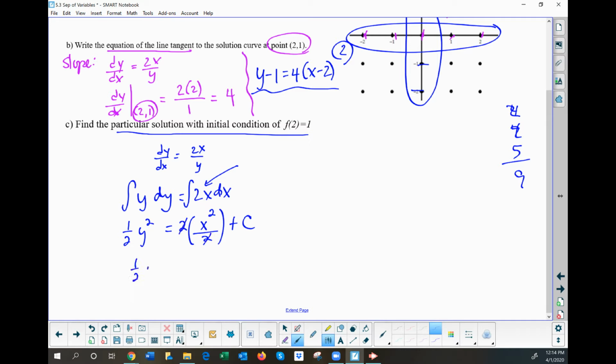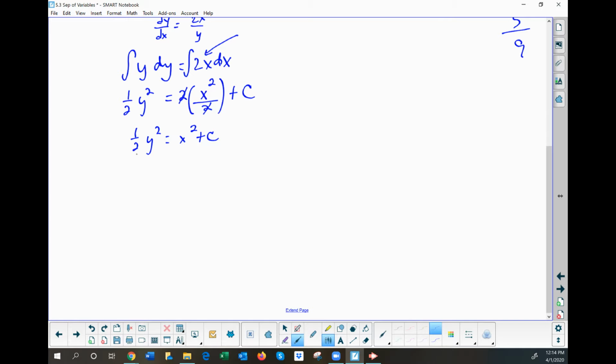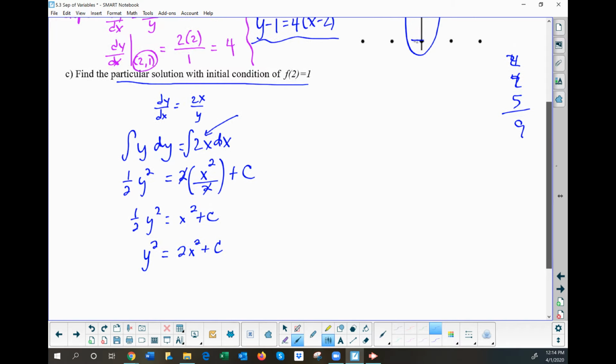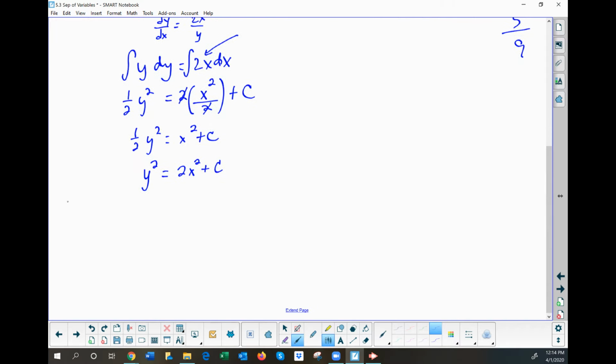And now just keep solving and bringing it into y equals. So I'm going to multiply both sides by 2. I get y squared equals 2x squared plus 2c. Not necessary, just continue calling it c. Let it absorb that multiplication of 2. There was an initial condition of 2, 1. So I'm going to stop for a moment and find c. That finding c is the location 2, 1. And plugging things in, I'd have 1 squared is 1, 2 squared is 4, 4 times 2 is 8, and it appears that my c is coming out to be -7.